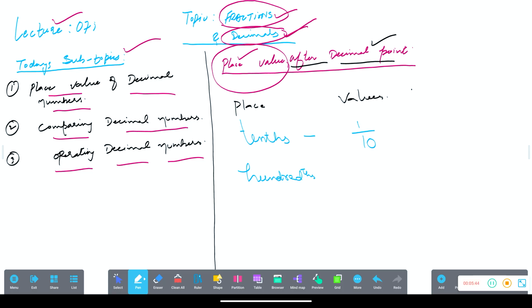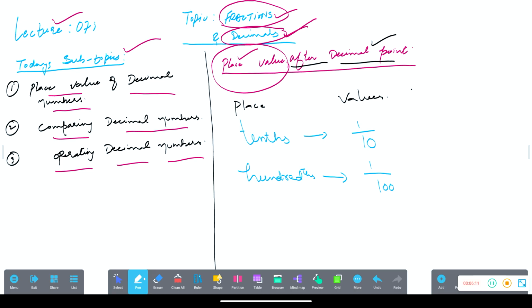Hundredths. So this place's value is equal to 1 by 100. That means if any digit is at the hundredths place, that should be divided by 100. In the example that I took initially, before the point, we multiplied the numbers. Why? Because they are lying before the decimal point. They are whole parts. But here I am talking about the fractional part. That is the decimal part.